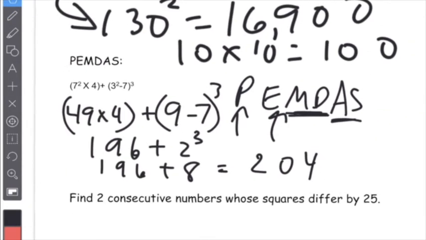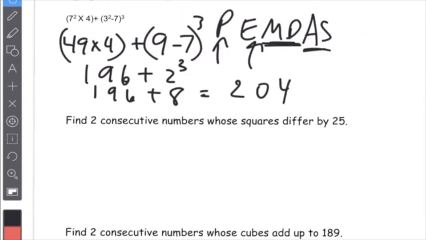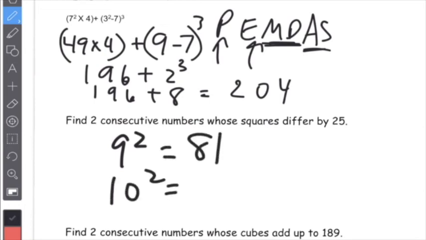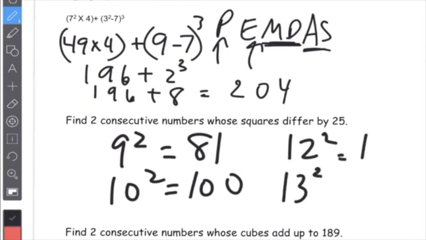Okay. The next one you don't have to do. It's not going to be on the test, but find two consecutive numbers whose squares differ by 25. I'll show you how to do this. It's kind of guess and check. What it means is two consecutive numbers, like 9 squared and 10 squared. So 9 squared is 81, 10 squared is 100. The difference means when you subtract them. So 100 minus 81 is 19, so that doesn't work. So keep going until you get it. You could go up to 10 squared and 11 squared and so forth, but the answer is going to be 12 squared and 13 squared. So that's 144, that's 169, and when you subtract them, you get 25.